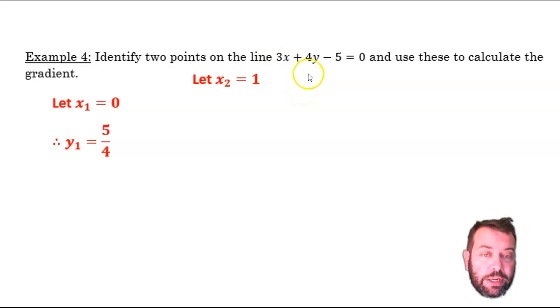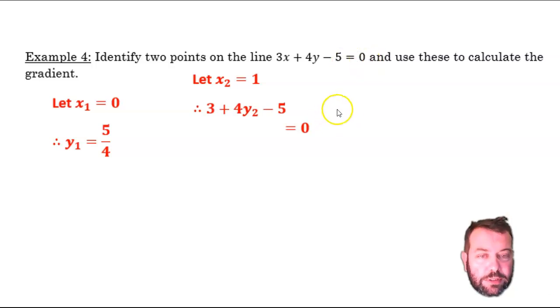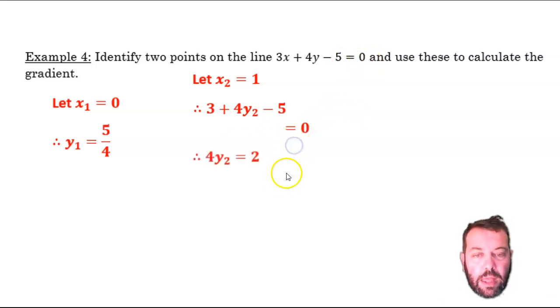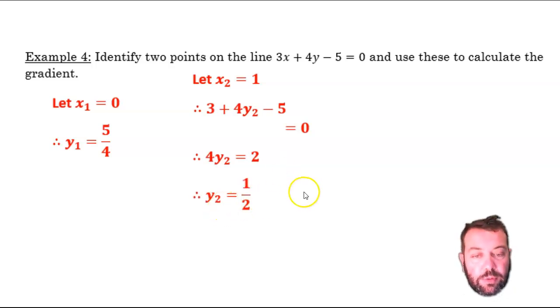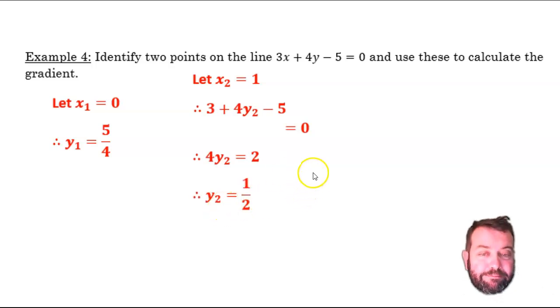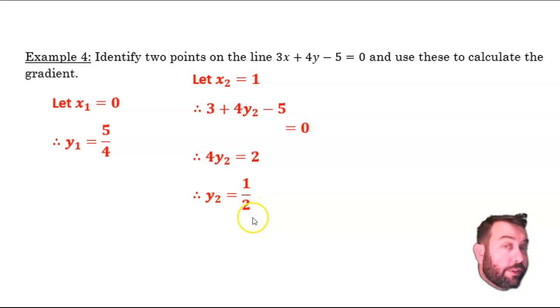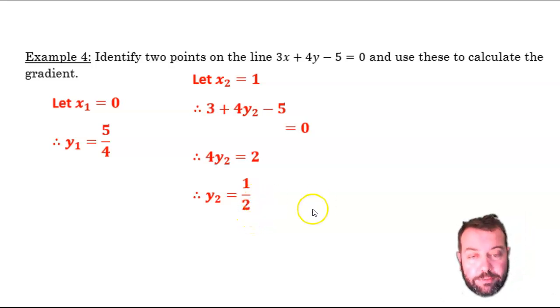So 3 lots of 1 plus 4 lots of y minus 5 equals 0. That means that 4y equals 2. That means that y2 is 1/2. Okay, now you can see I've got an x1, y1 and an x2, y2. I've found 2 of the infinite points on that line.